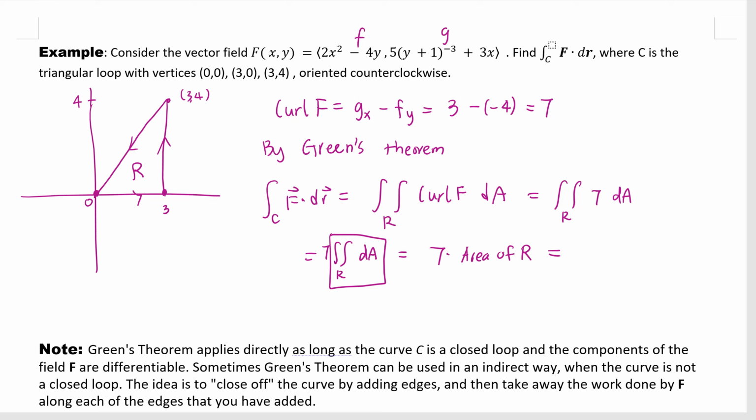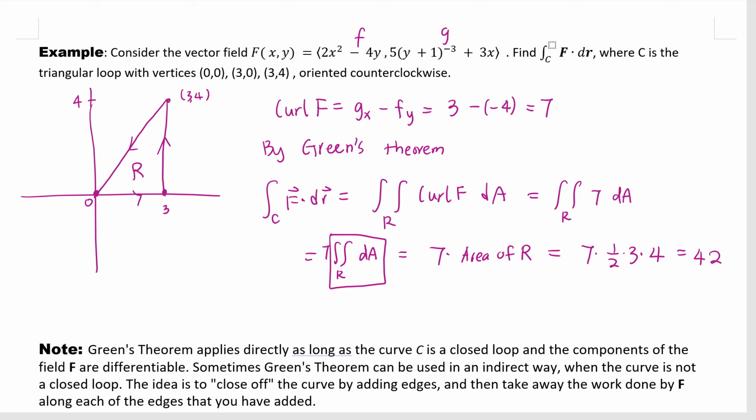We don't even need to calculate the double integral in terms of x and y, right? We know this is a triangle. What is the area of the triangle? 1/2 base times height. And 4 and 2 cancel, so we have 2 times 3, 6, times 7, 42. So the answer is 42. Isn't it amazing?